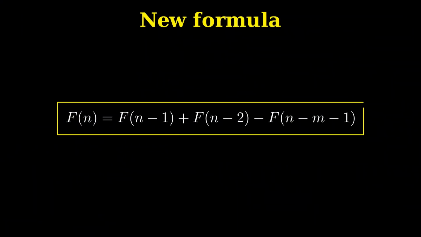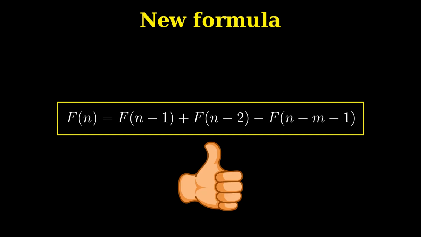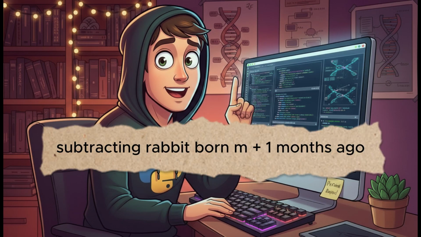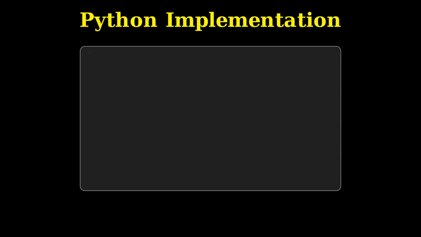So the modified recurrence becomes f(n) = f(n-1) + f(n-2) - f(n-m-1). Let that sink in: we're subtracting the rabbits that were born m plus 1 months ago because they've exceeded their lifespan. Alright, let's translate this into Python code.